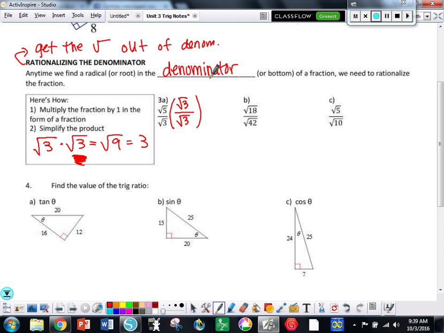Is that all right? Because what's going to happen here? On top, if you both have a radical, you can multiply the numbers inside the radical together, and it would be the square root of 15. And on the bottom, you would have what? The square root of 9, which is 3. Ta-da! Magic, yes?